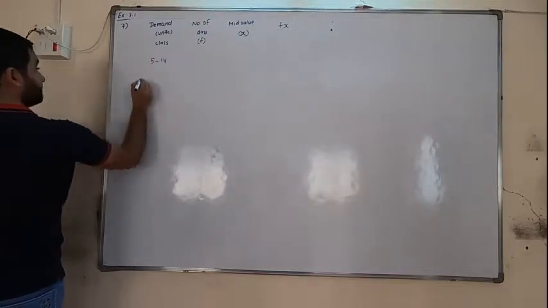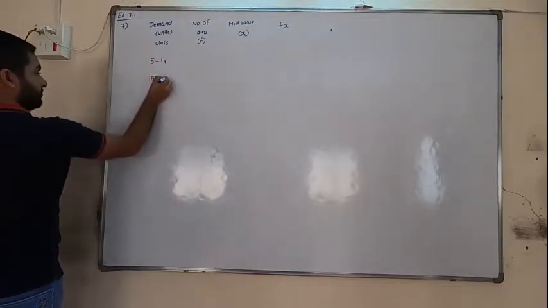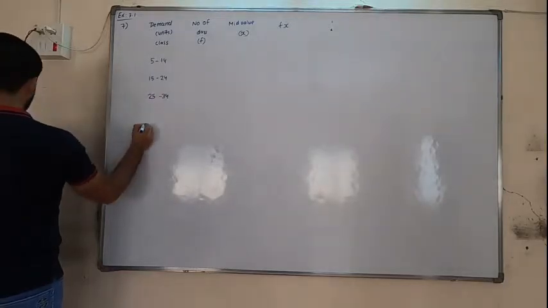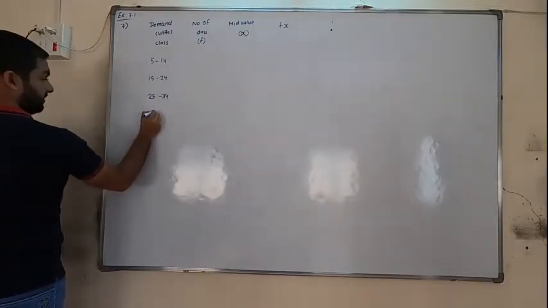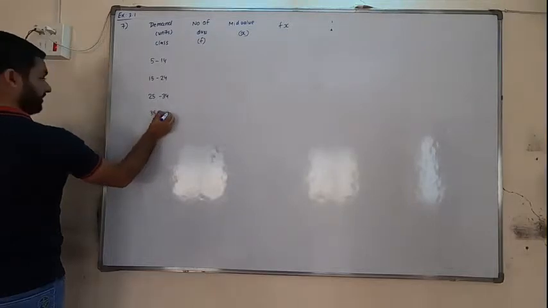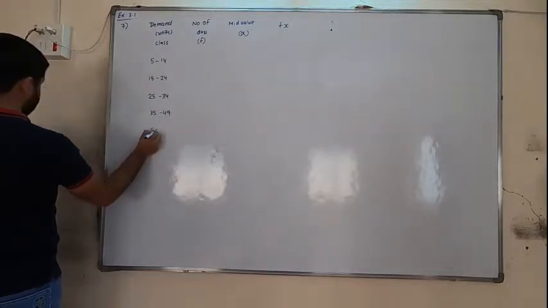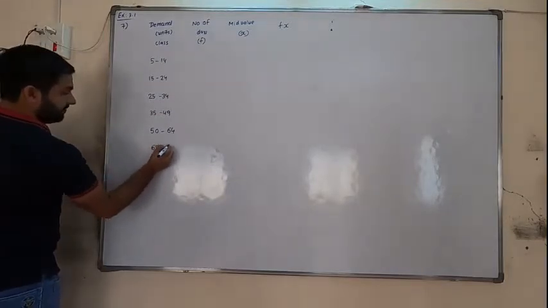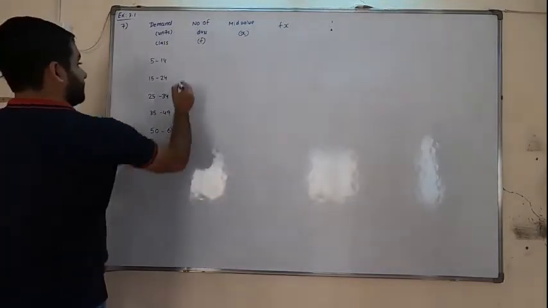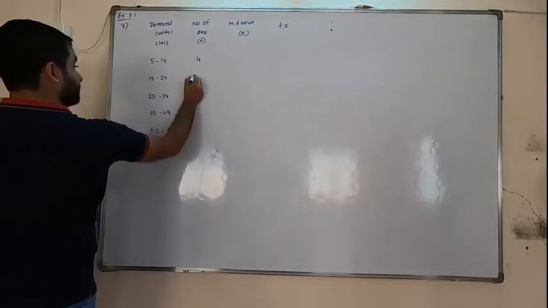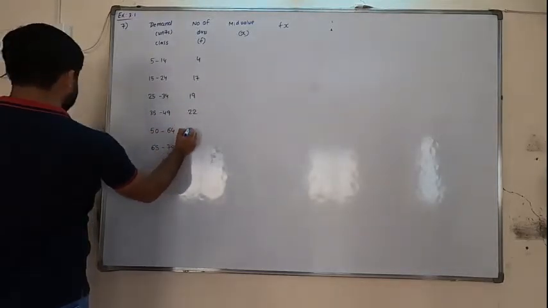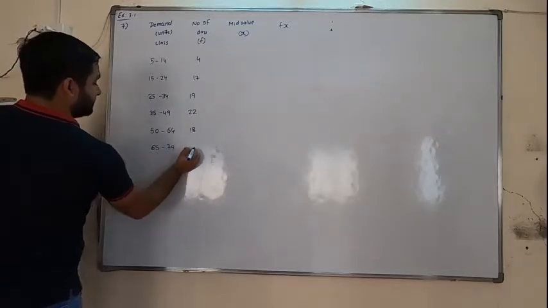The classes are 5 to 14, 15 to 24, 25 to 34, 35 to 49, 50 to 64, 65 to 79. The frequencies are 4, 17, 19, 22, 18, 10.